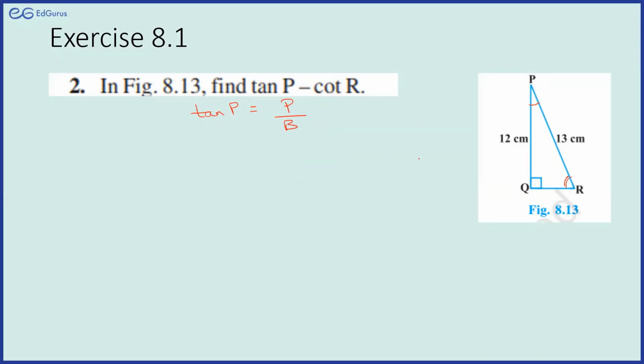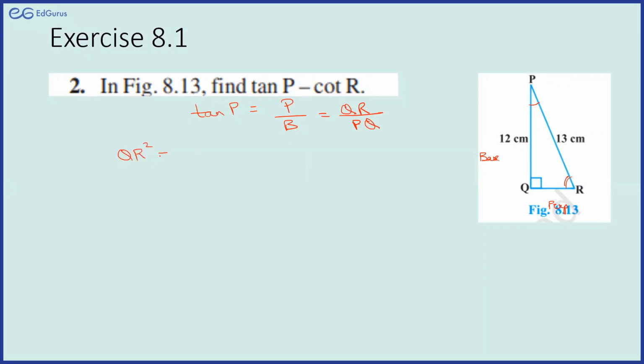Now with respect to tan P, what is my perpendicular? Ma'am, it's QR. Very good. So this is my perpendicular and PQ is my base. ठीक है ना? I have QR upon PQ. PQ तो मुझे पता है, QR मुझे नहीं पता. So first thing I need to do is find QR. तो QR कैसे निकलेगा?